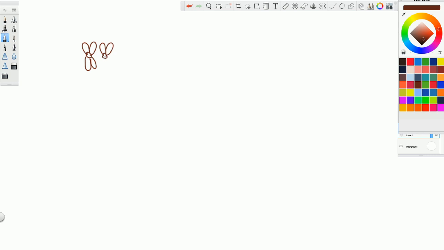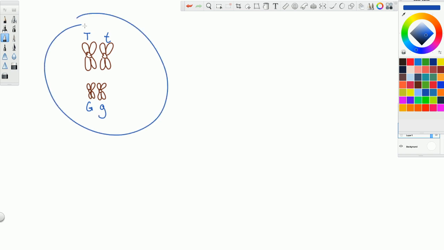Ini sepasang kromosom homolog. Another pasang kromosom homolog. Okay, katakan sini adanya jin bagi jin tinggi, ini jin pendek. Lepas tu katakan bahagian bawah, ini jin boleh gulung lidah, ini tak boleh gulung lidah. Metaphase. Penyusunan kromosom homolog kat sini. This is the first possible result.